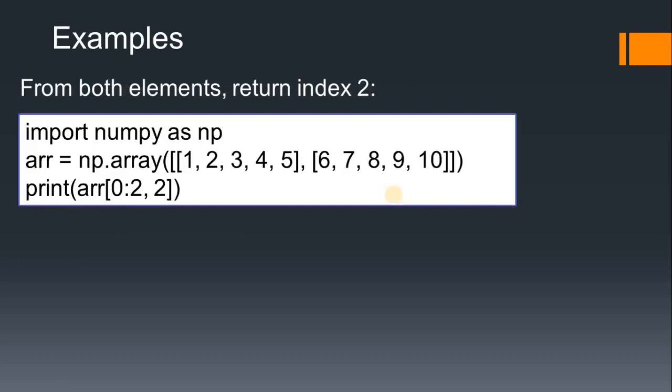Next example, return index 2. Here 0 colon 2, but here we have a two-dimensional array. So 0 means this first row is known as 0 and this is known as 1, and we exclude 2. That's why we have written 0 to 2. So this is 0 and this is 1. To return the second element, 0, 1, 2, it will return 3 from here, and from here it will return the element number 8. So 3 and 8 will be the output, and 0 and 2 refer to the range. It will take the data from both rows. That's why we have written 0 to 2.